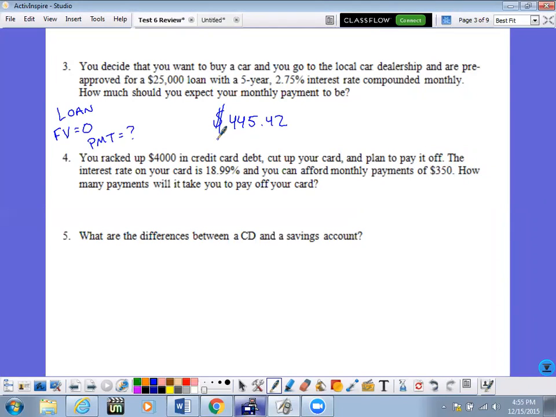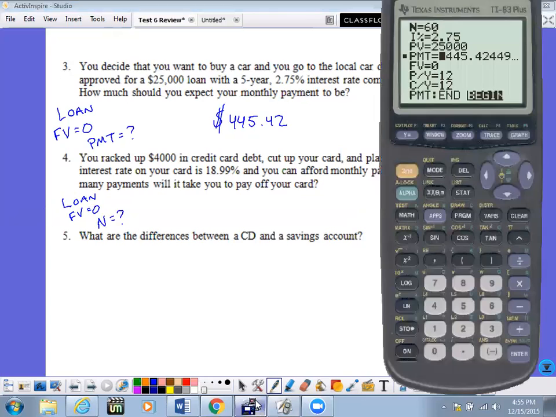So in this case, we're looking at a loan. It's credit card debt, so we know our future value is 0, and we're looking for how many payments. So we're looking actually for our N in this case. And so let's go ahead to our TVM calculator. We know we're looking for N.